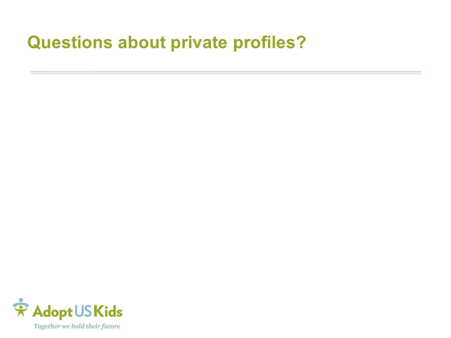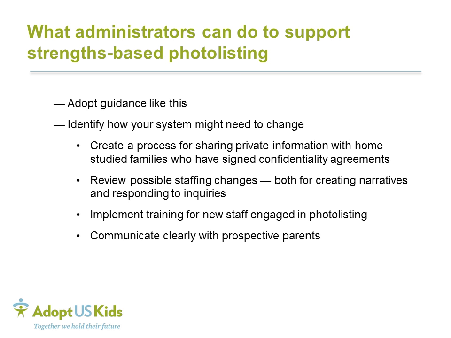Okay. So next we're going to talk about what different people can do if you like what you heard and want to make some changes, what people at different levels might be able to do. The first one is what administrators can do to support strengths-based photo listing. The first thing is to adopt guidance like we're promoting here at AdoptUSKids, and embrace the philosophy that we want to protect this private information and share it in stages.